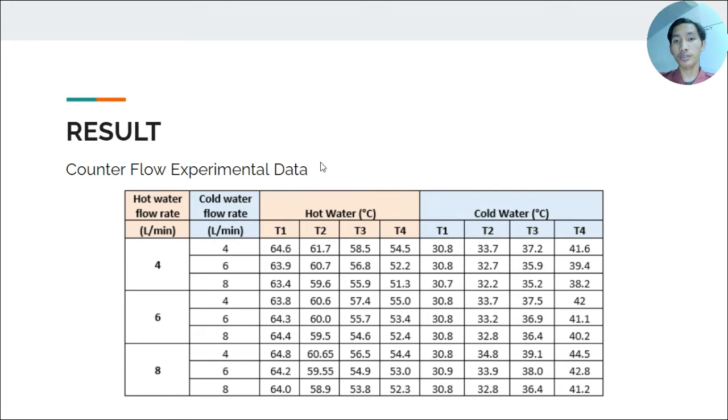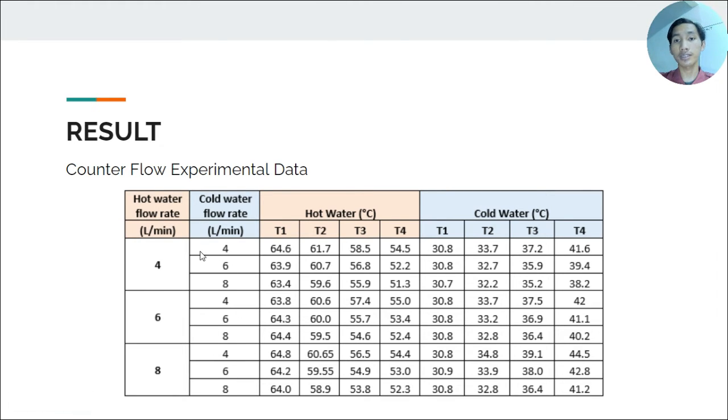Now I will explain the second heat exchanger, which is counter flow. This is the result for the counter flow experimental data, which is given by our instructor. As you can see in this table, this is the flow rate value.